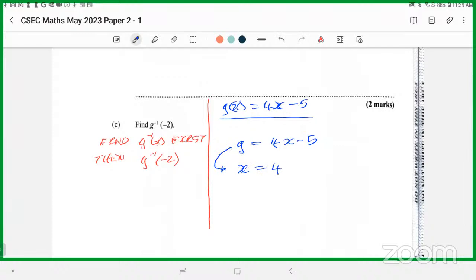X. Mute your mic, please. Mute your mic. Mute your mic. Do not preempt. Mute your mic. Mute your mic. Do not preempt.